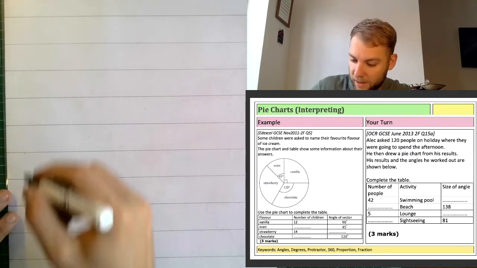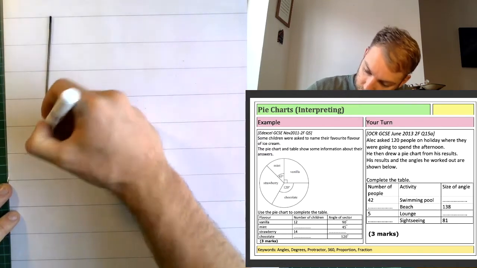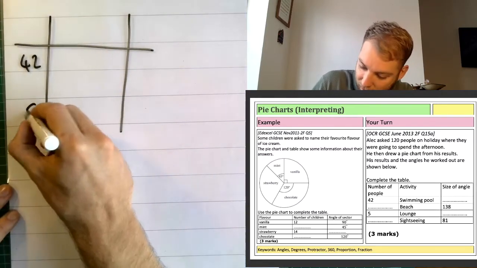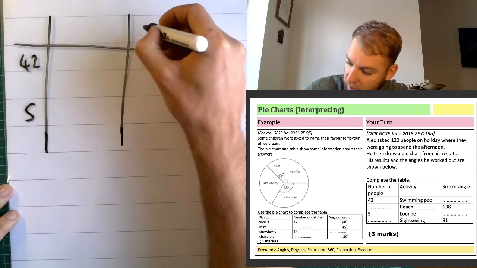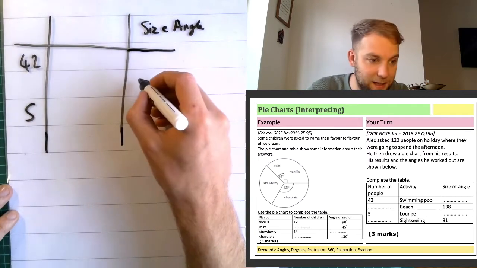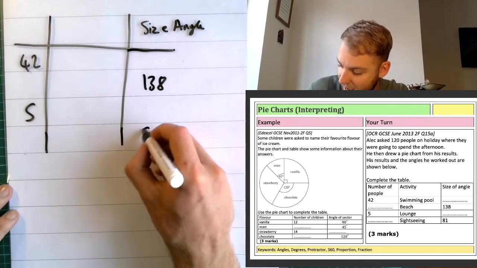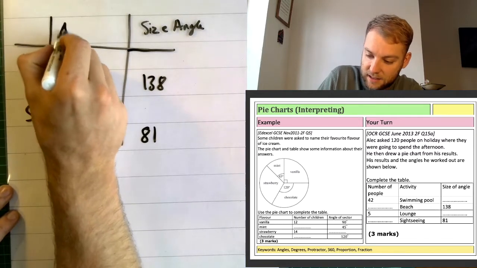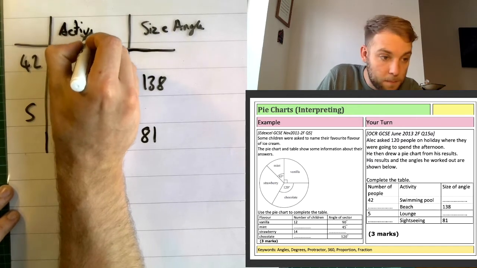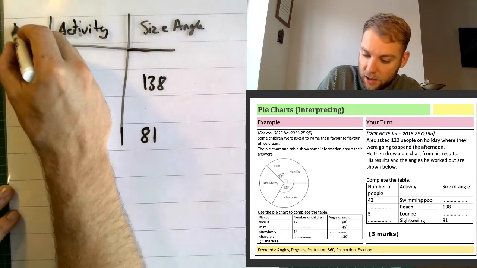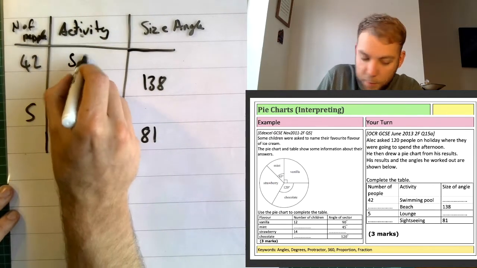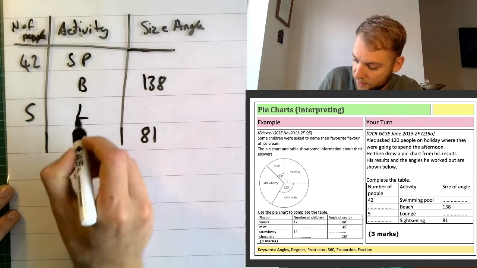So let me draw a little table of this. So we've got 42, blank, 5 and blank. We've got the size of the angle, which in this case is blank, and then 138, blank, and then 81. And this is the activity. This one here is the number of people. Super. So this one here is your swimming pool, this one here is your beach, this one here is your lounge, and this one here is the sightseeing.